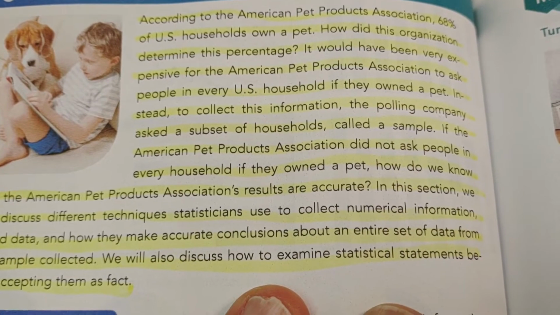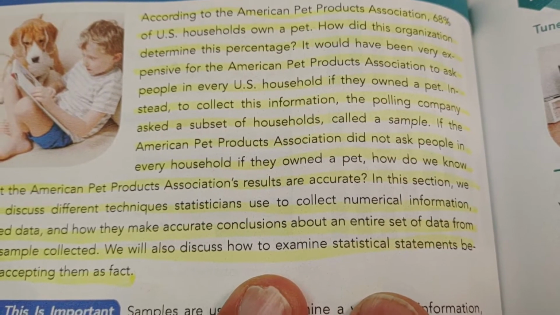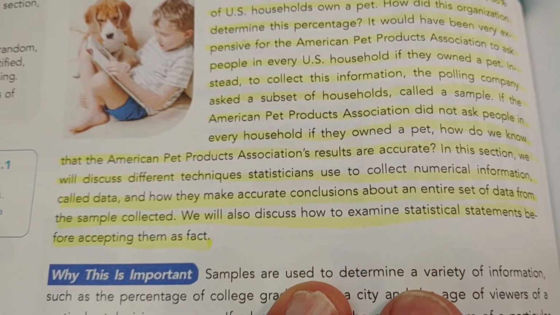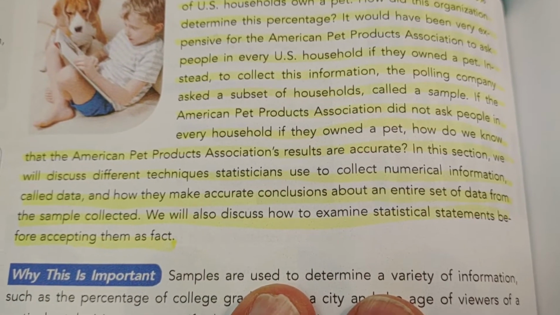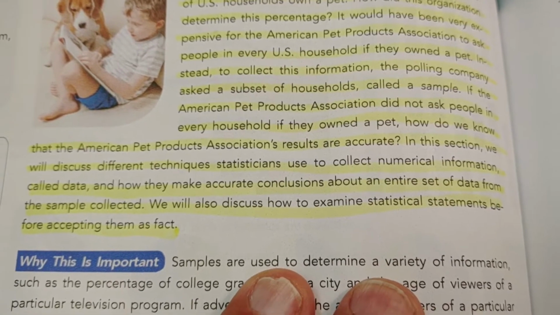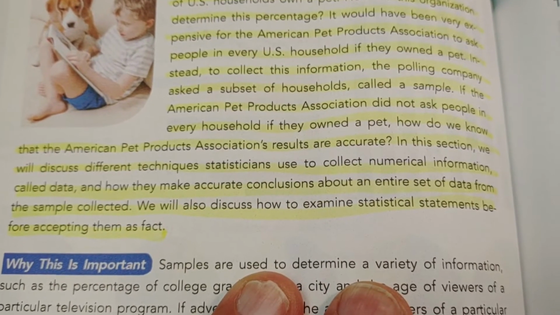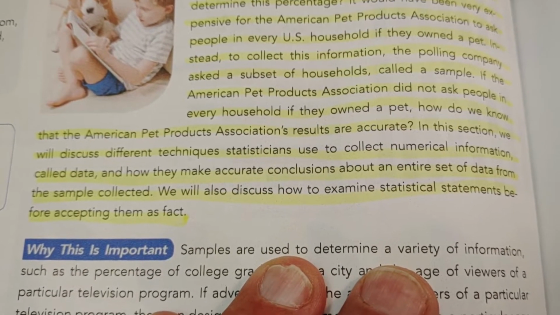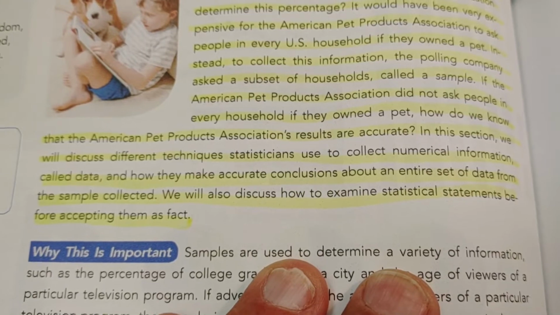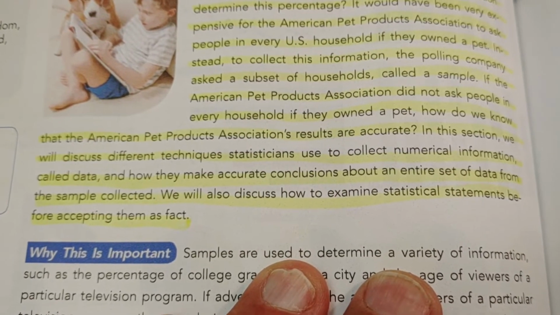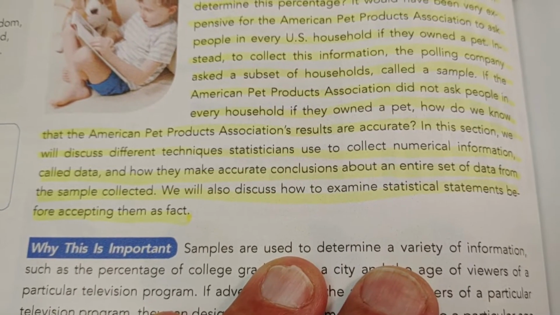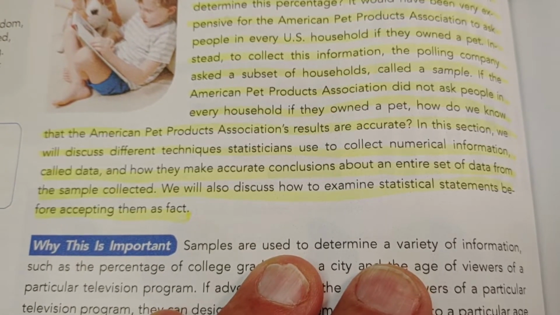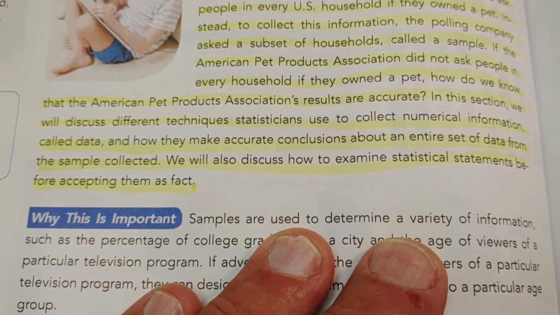If the American Pet Products Association did not ask people in every household if they owned a pet, how do we know that the American Pet Products Association's results are accurate? In this section, we will discuss different techniques statisticians use to collect numerical information, called data, and how they make accurate conclusions about an entire set of data from a sample collected. We will also discuss how to examine statistical statements before accepting them as fact.